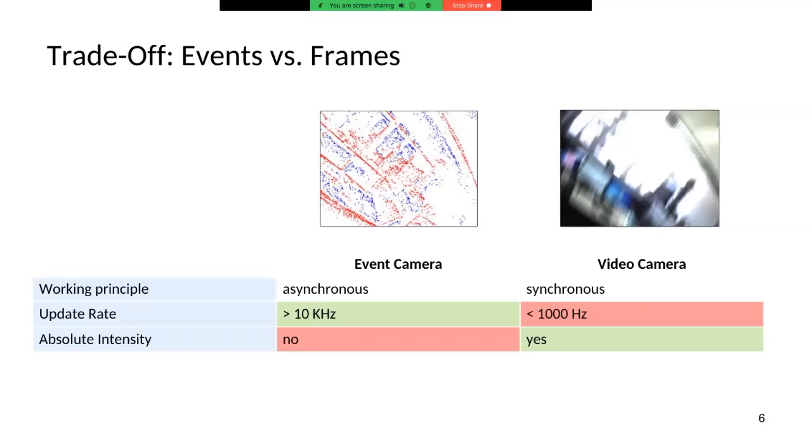The crucial difference is also that the event camera cannot observe the absolute intensity, while the video camera can. This is because of the principle that I just introduced one slide ago, where we only capture events when there is significant change. Because we only care about change in event cameras, we cannot capture this absolute intensity.